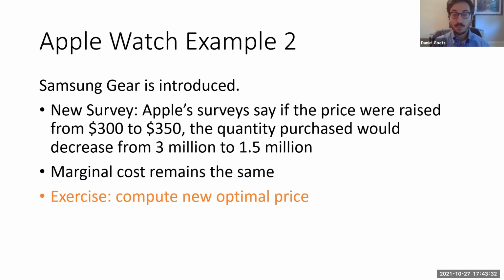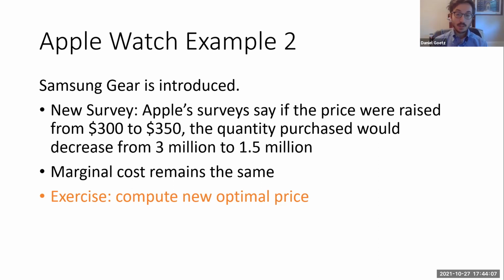So here, this example, I'll leave for you guys as an exercise, but let's say Samsung Gear is introduced. Apple runs another survey, and this one says that actually if they increase the price from 300 to 350, quantity purchased would decrease from 3 million to 1.5 million. Okay, so now people are more sensitive, right? Same price increase, bigger drop in quantity. That kind of makes sense, right? There's a competitor in the picture now, so Apple can't price as aggressively.